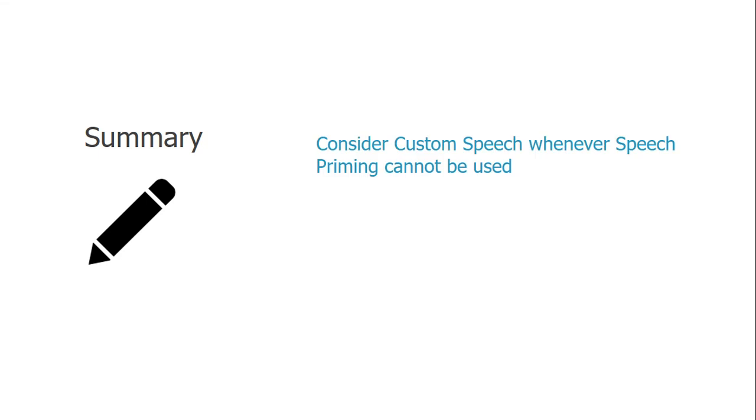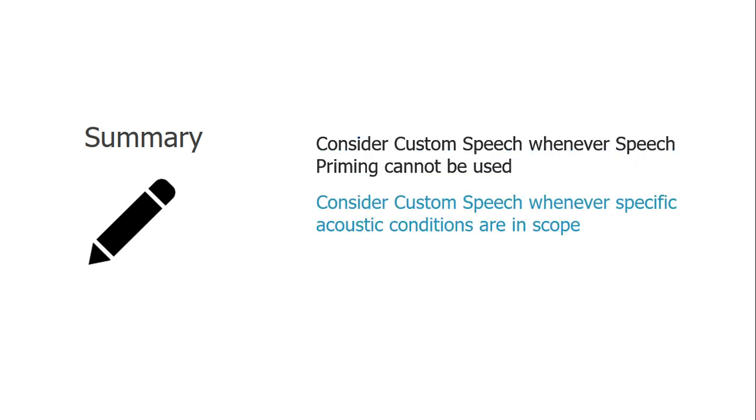Okay, time to wrap it up. The key takeaway of this session is that you should always privilege speech priming over custom speech whenever possible, meaning as soon as you are using the Bot Framework, and that you don't have specific acoustic requirements. However, when you have specific acoustic conditions, or whether you are not dealing with the Bot Framework, then custom speech is your friend.